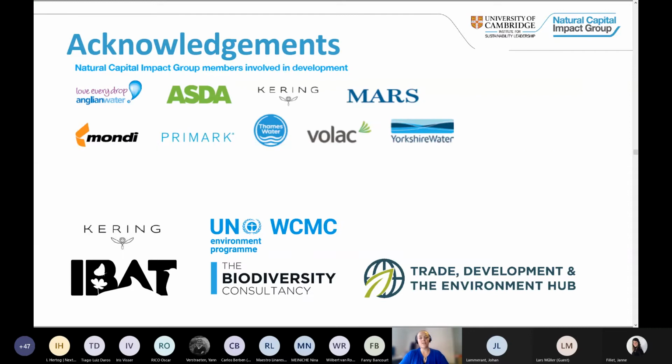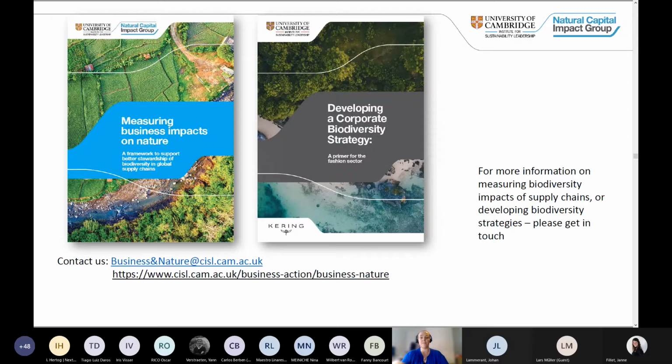So just a quick acknowledgement of the many partners that have contributed to the development of the biodiversity impact metric, including our natural capital impact group members, in particular Kering, IBAT for their data, and the Biodiversity Consultancy, who I think you're going to be hearing from soon. Next slide. And finally, if you'd like more information, we have these publications on our website, so please do go and download those if you want some more details. Thanks very much.